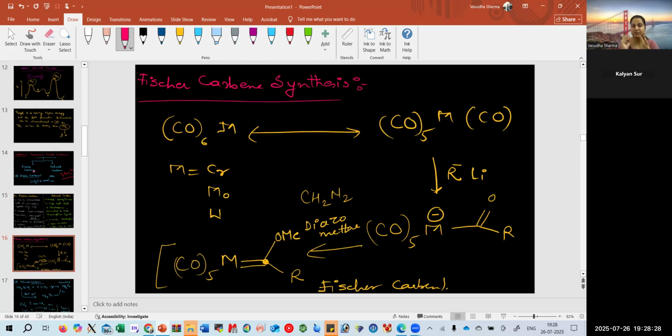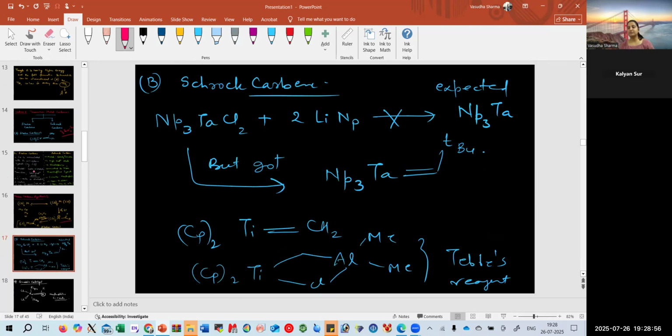Now, taking the Fischer carbene synthesis into picture, if we talk about the metal carbonyl, we have taken a metal carbonyl complex, and one of the CO groups will be turned into another species by treating it with an organolithium compound, which inserts the R group into the carbonyl group, forming this particular species. After that, when we treat it with diazomethane, it makes a carbene system, and that is your Fischer carbene.